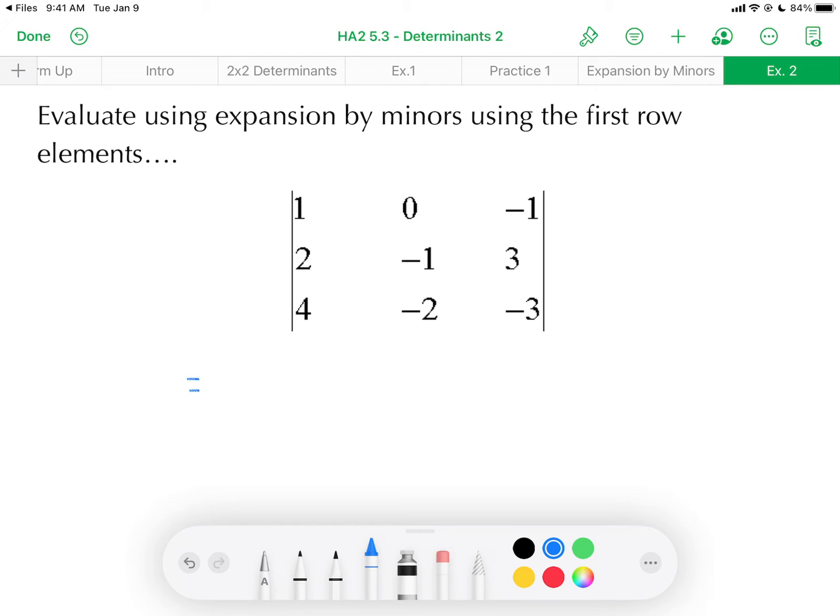So here's the setup. 1 multiplied by its minor. So get rid of that row, that column. It's going to give you -1, 3, -2, -3. Subtracted by 0 times its minor. So I'm going to delete the first row and the second column. That's going to give me 2, 3, 4, -3.